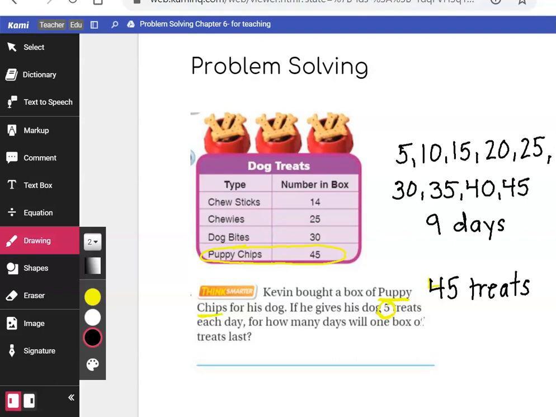Now, how can I turn this into a number sentence? Well, I started at 45 treats to begin with. And whenever we're dividing a problem, we take this bigger number, 45, and we divide it up into groups. In this case, we had groups of 5 because Kevin gave 5 treats each day to his dog.